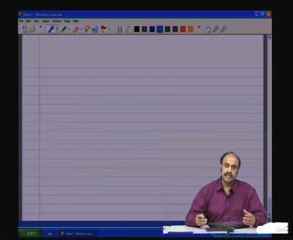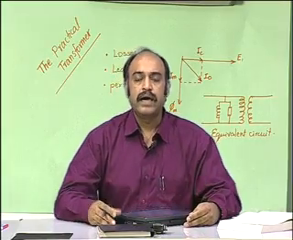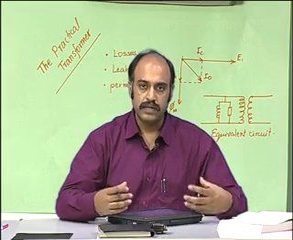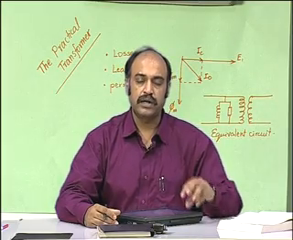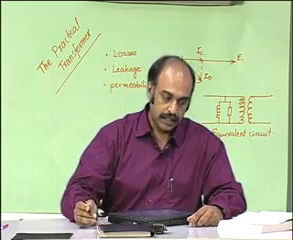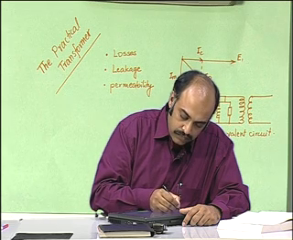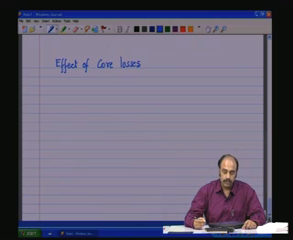Now, let us start with the ideal transformer, and one by one let us introduce the non-ideality and how it reflects electrically on the equivalent circuit. We shall discuss and see the effect of that particular non-ideality on the equivalent circuit. So, first let us introduce the effect of core losses. Effect of core losses.